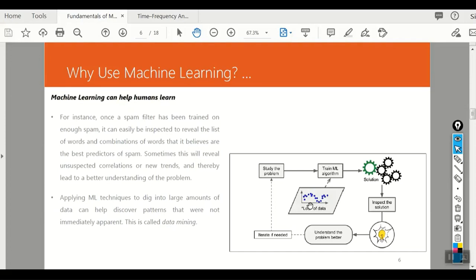For example, if we have many emails, in the traditional methods we have to find the words for spam emails. But in these new methods, machine learning by itself, studying the data, understands what spam emails are. So it is much smarter compared with the traditional methods.